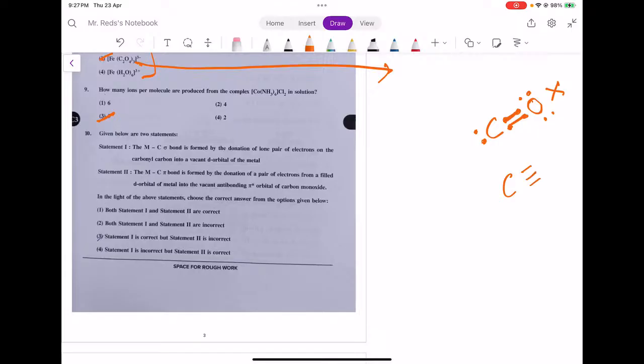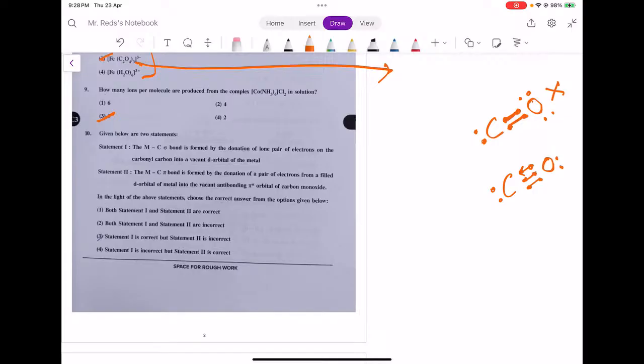Carbon triple bond oxygen. Carbon has 4 valence electrons: 1, 2, 3, 4. Oxygen has 6 valence electrons: 1, 2, 3, 4, 5, 6. This is the coordinate covalent bond. What is the main difference between covalent bond and coordinate covalent bond, students?